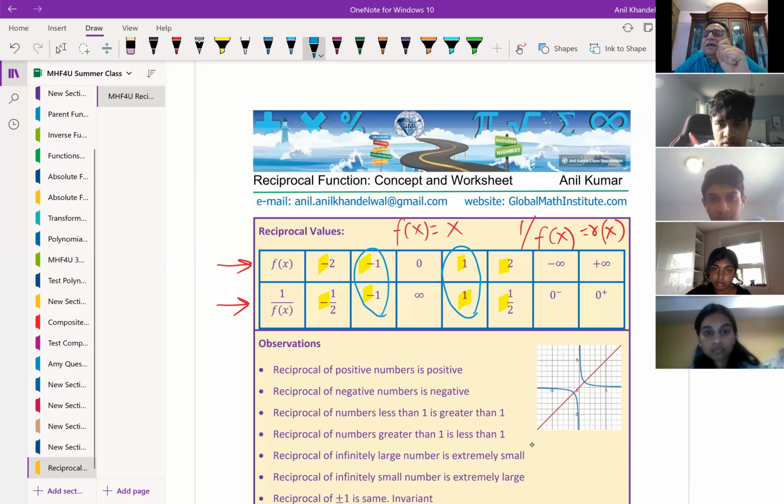So on the function, if you have a y value of 2, then on the reciprocal, a transformation, that 2 became 1/2. The reciprocal of 2 would be 1/2, right? So that is the function f of x and its reciprocal. Is that clear?